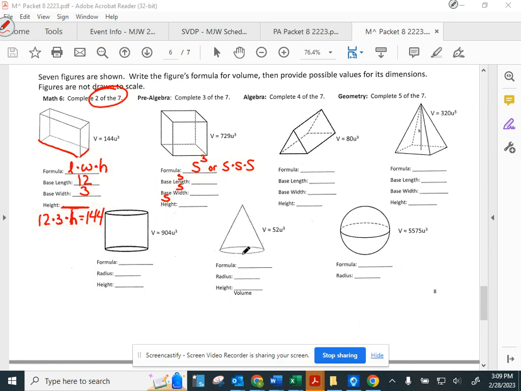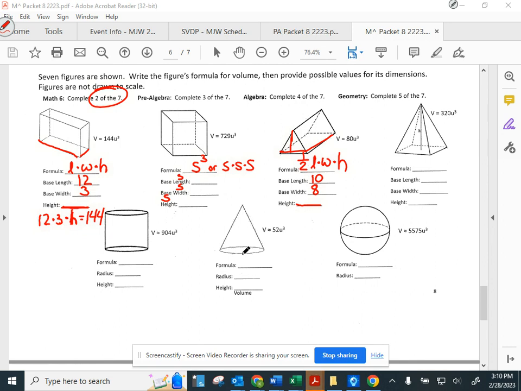For our triangular prism, our formula is 1/2 of the length times the width times the height. So I'm going to give us a couple of numbers here. So we've got, if we have the length of 10 and the width of 8, what would our height be? Set it up the same way that we do the rectangular prism and do those opposite operations.